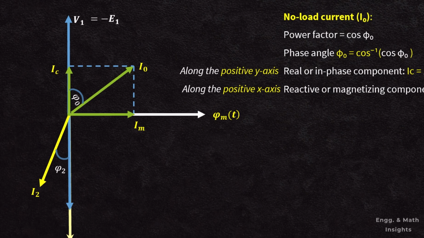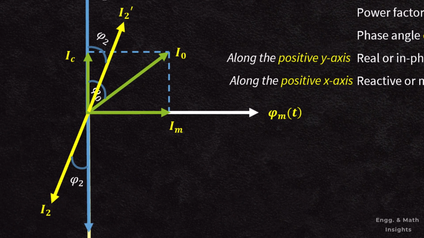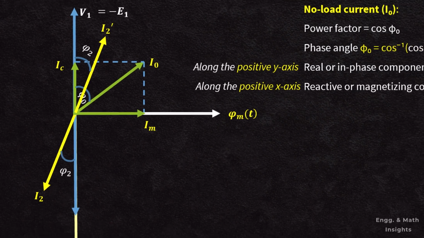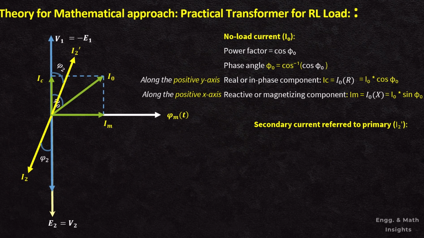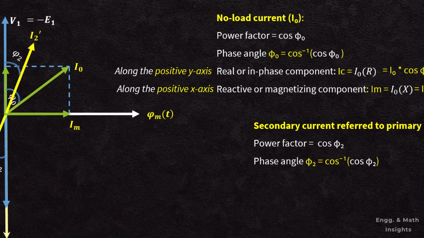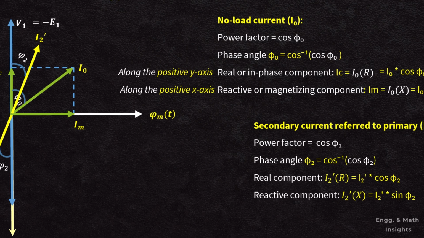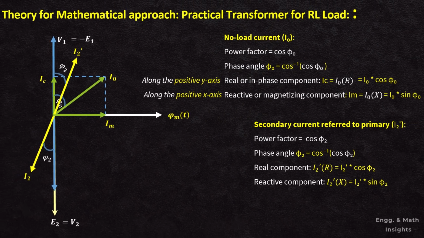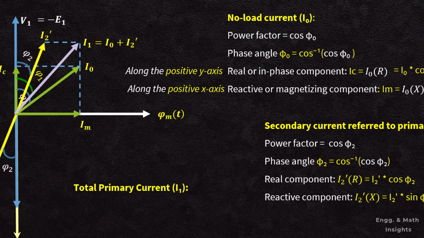Next, we have the secondary current I2 and the load component of the primary current, or the secondary current referred to primary, or I2 prime. This is another component of the total primary current I1. This has the power factor of cos phi 2 and the phase angle of phi 2. The real component of the secondary current referred to primary, or I2 prime R, is equal to I2 prime cos phi 2, and the reactive component of the secondary current referred to primary, or I2 prime X, is equal to I2 prime sin phi 2. So the total primary current I1 has both real and reactive components.